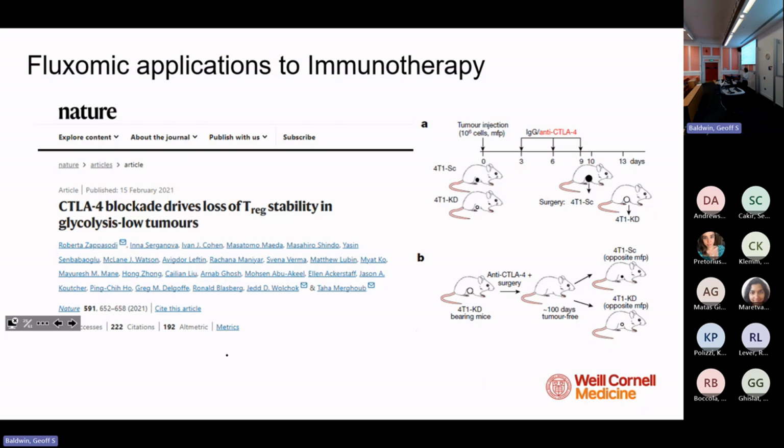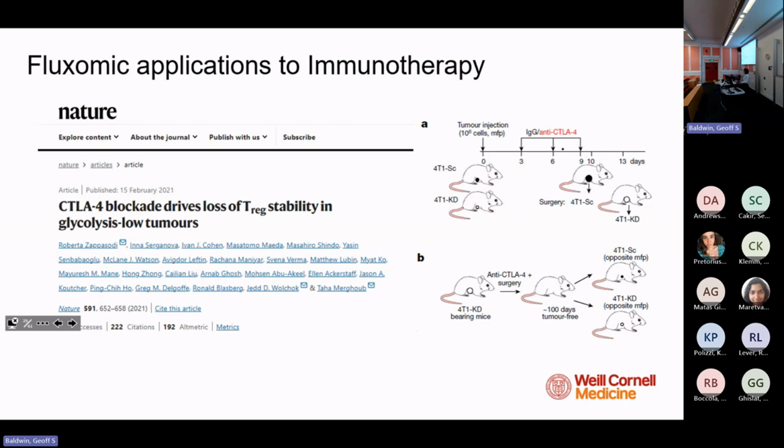So the idea is still the same, applying this framework I've been telling you about to understand what's happening across, in this case, mice that were responding or not to immunotherapy treatment. This is done with another group, still at Weill Cornell Medicine, led by the first author of this paper, Roberta. And what they did with these mice, they had two groups. One was receiving anti-CTLA-4 treatment. The other one was just control.